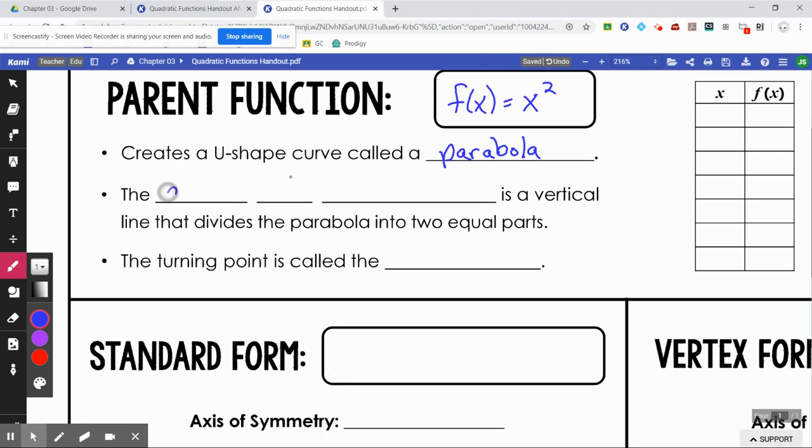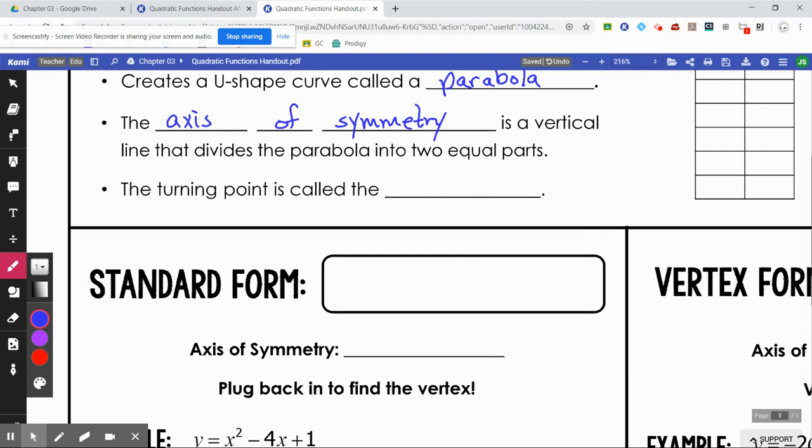The axis of symmetry is a vertical line that divides the parabola into two equal parts. The turning point, which is the lowest or highest point on the parabola, is called a vertex.